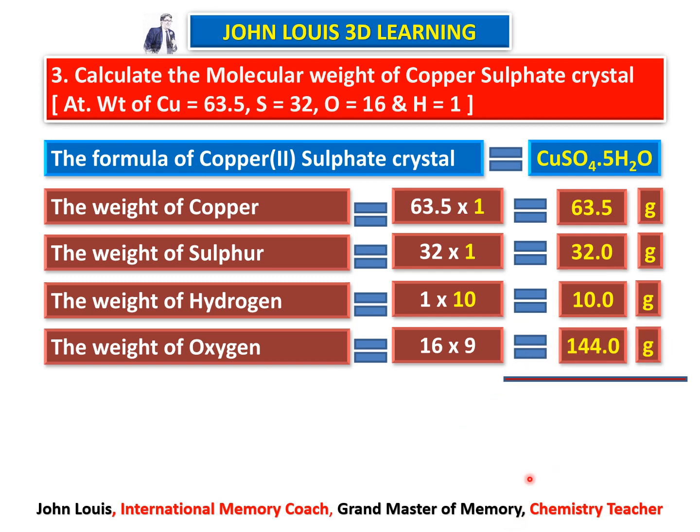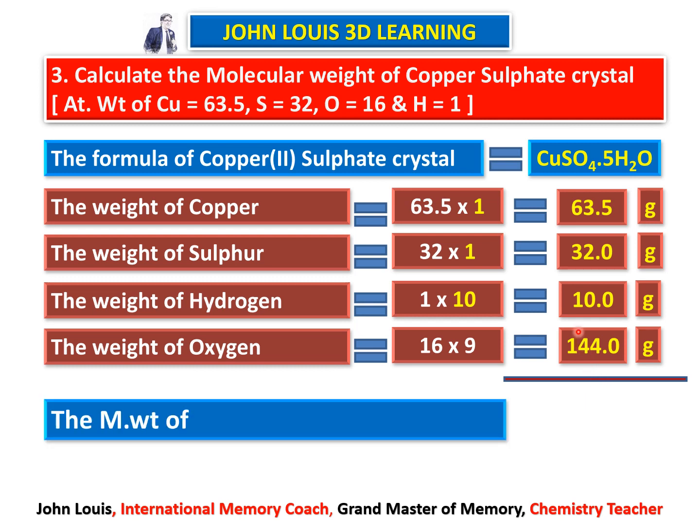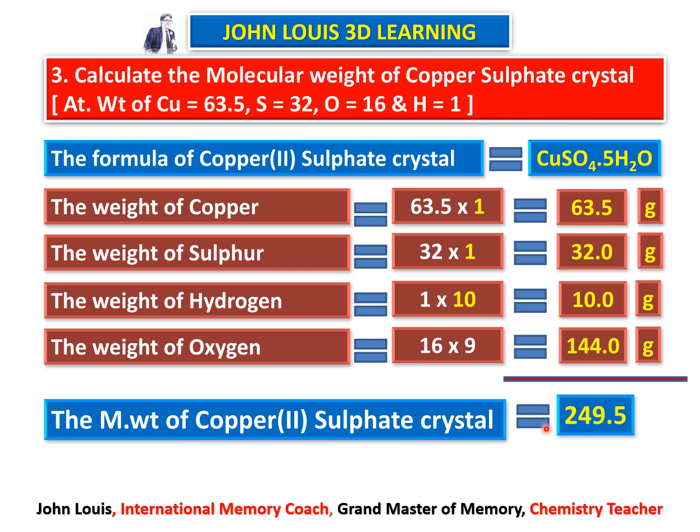Therefore if you sum up everything, you add everything, what is the answer you get? The molecular weight of copper 2 sulfate crystal is equal to 249.5 grams. Crystal means you have to add that 5H2O. That is what you should understand here. So in the presence of 5 molecules of water, copper sulfate is known as copper sulfate crystal. Therefore the molecular weight of copper 2 sulfate crystal is 249.5 grams. Okay, let us see one more example.